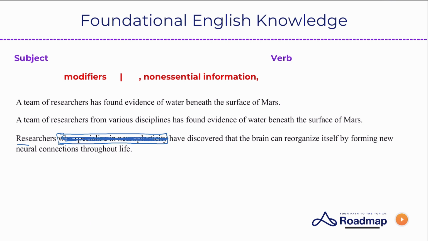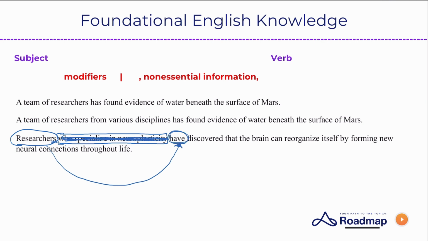So then ask yourself, is researchers a singular subject or is it a plural subject? Well, it ends in S, so we know that it's plural. It's referring to more than one researcher, more than one person. So because we have a plural subject, we have to have a plural verb to match or agree in number, which is why we have the verb "have." So we would say "researchers have discovered." We don't say "researchers has discovered," right? That would be subject-verb disagreement.